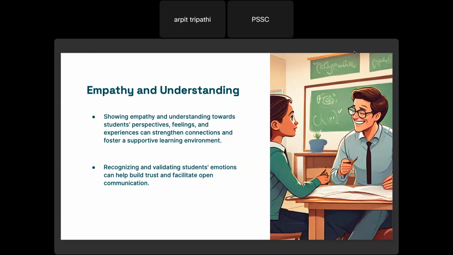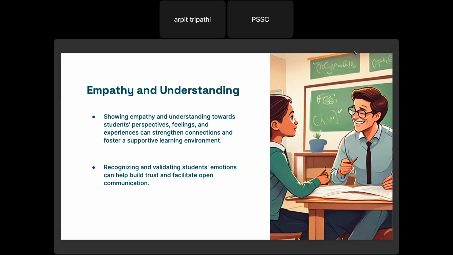Empathy and understanding are fundamental to building strong teacher-student relationships that support academic achievement, emotional well-being, and engagement. By developing this empathy, your teaching style can create a positive and nurturing learning environment where every student can feel valued, respected, and empowered to succeed.